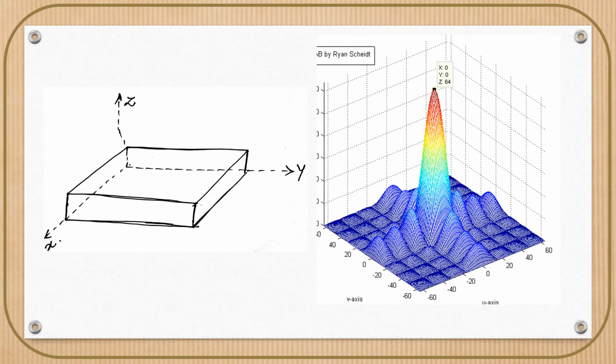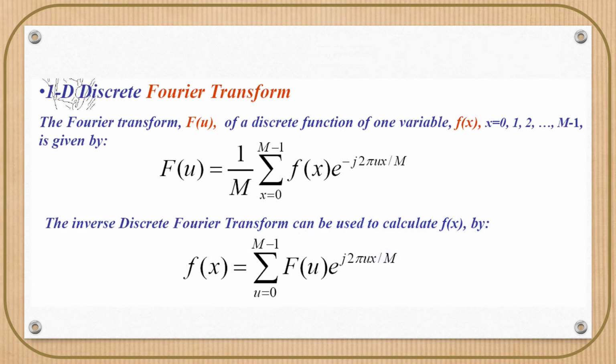So isn't it interesting to know that this kind of spectrum is there for some kind of rectangular function. Now I told you that we cannot measure, or you cannot accommodate, a continuous signal on any computer or in any computational machine. So that signal needs to be discretized.